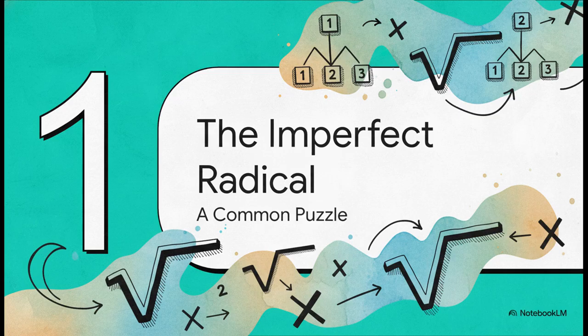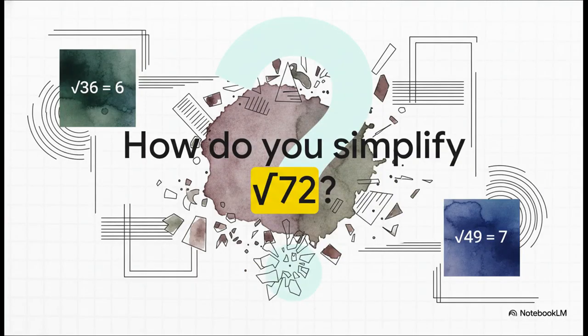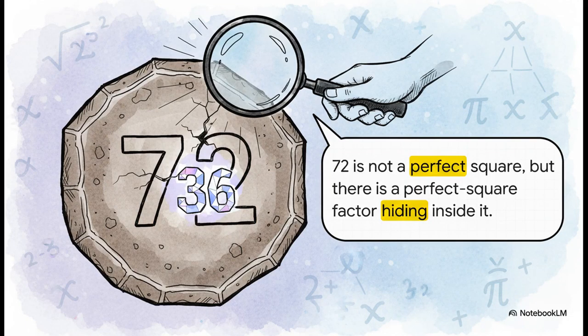Okay, let's just dive right in with a problem that you've probably seen 100 times in your algebra homework. So you get this question. Simplify the square root of 72. Now, you know the square root of 36 is 6, right? And the square root of 49 is 7. But 72, it's not one of those nice, perfect numbers. So what do we do? Exactly. It doesn't have a neat and tidy whole number answer.